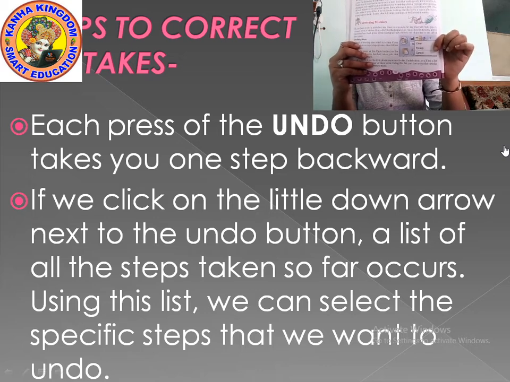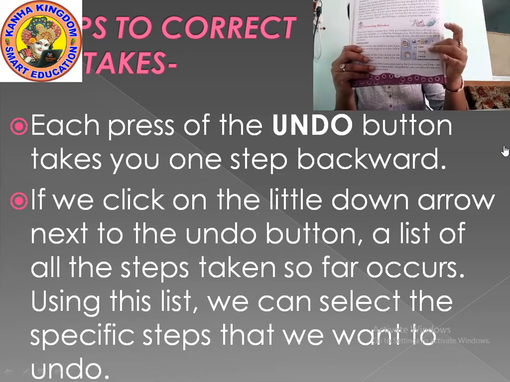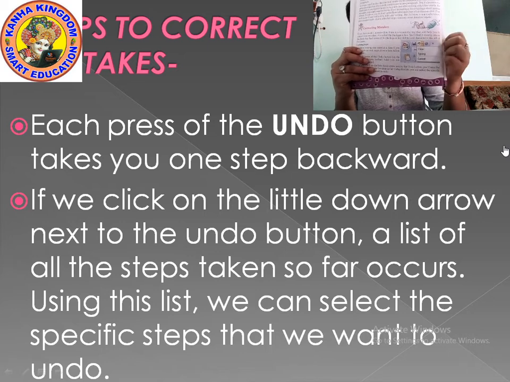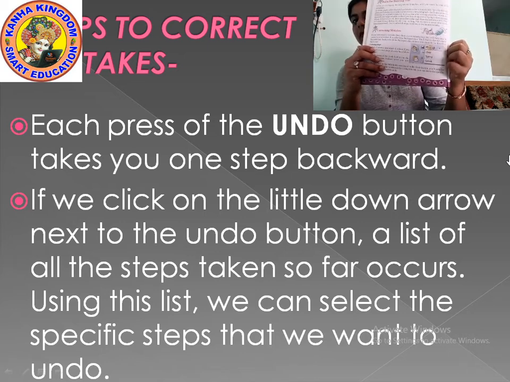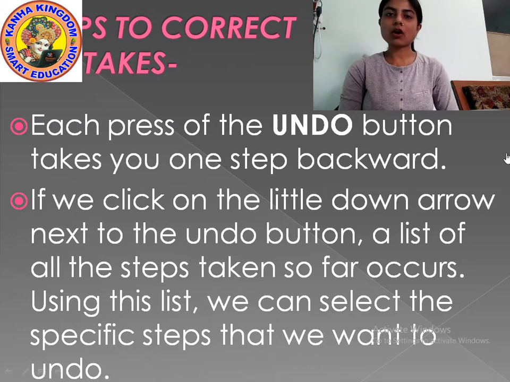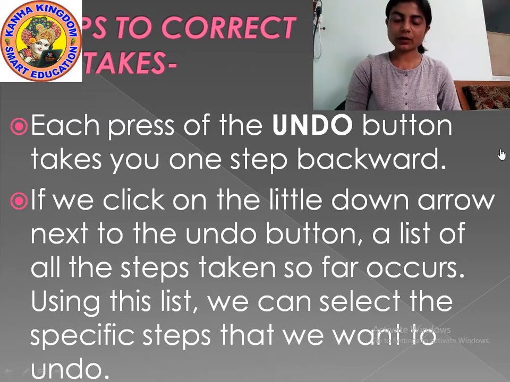It will look like this one. Can you see? This is the undo button. It is situated in the left corner of your Word page, of your Windows page. Okay? Each press of this undo button will take you one step backward. While pressing this undo button, you will go one step backward.